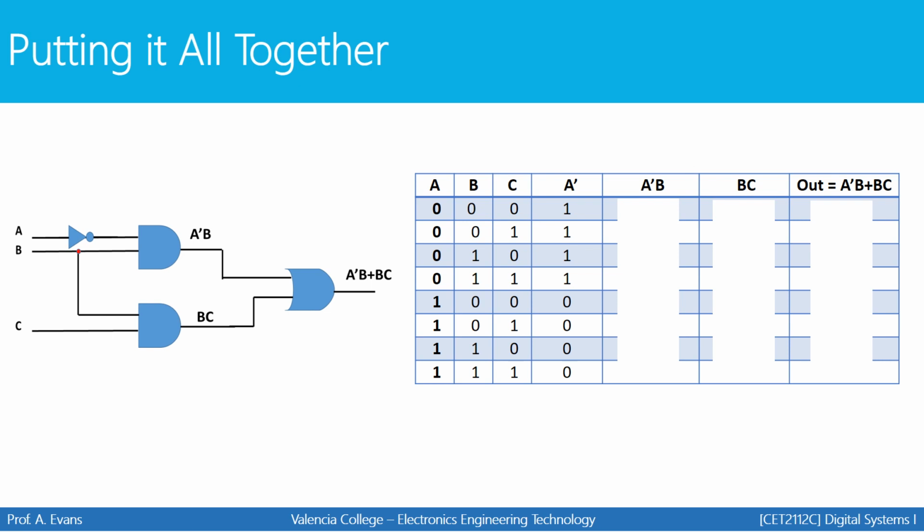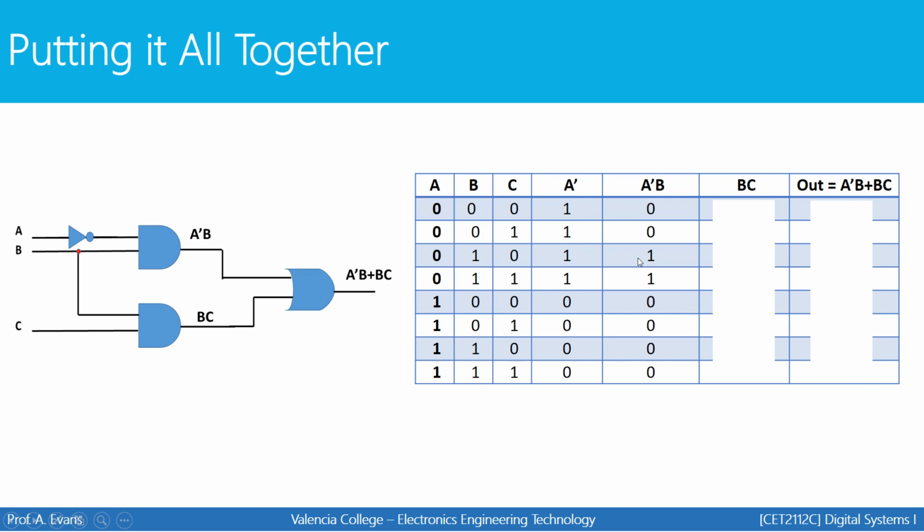Next, we can see that not A goes into the AND gate with B. So I'm looking for any case in which not A and B are 1 at the same time, which happens in only 1 place. Right here. This is the only time they're both 1. Since this is an AND gate, that's the only time the output will be high.